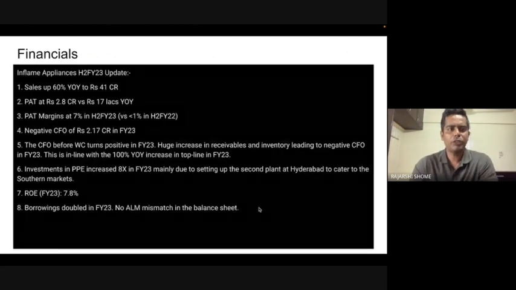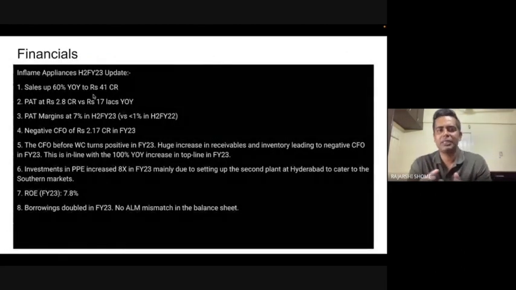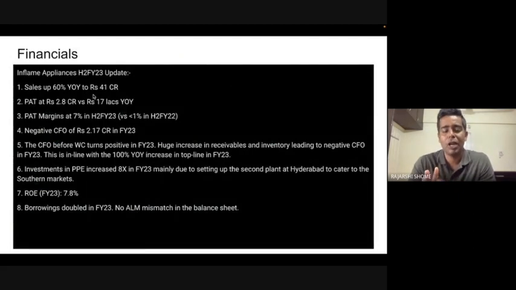Okay, so now can you see this? Now here is the thing, right? Inflame doesn't give out results on a quarterly basis, but on a half-yearly basis. So if you see how they did in H2 FY23 compared to H2 FY22, right? In that time, if you look, sales are up 60% YOY. For PAT, I haven't shown the percentage YOY increase because from 17 lakhs now the PAT is 2.8 crore. I mean the PAT has gone up by 15-20 times, right? Take it as 15 times, okay? Less than 20 times and more than I think 15 times.